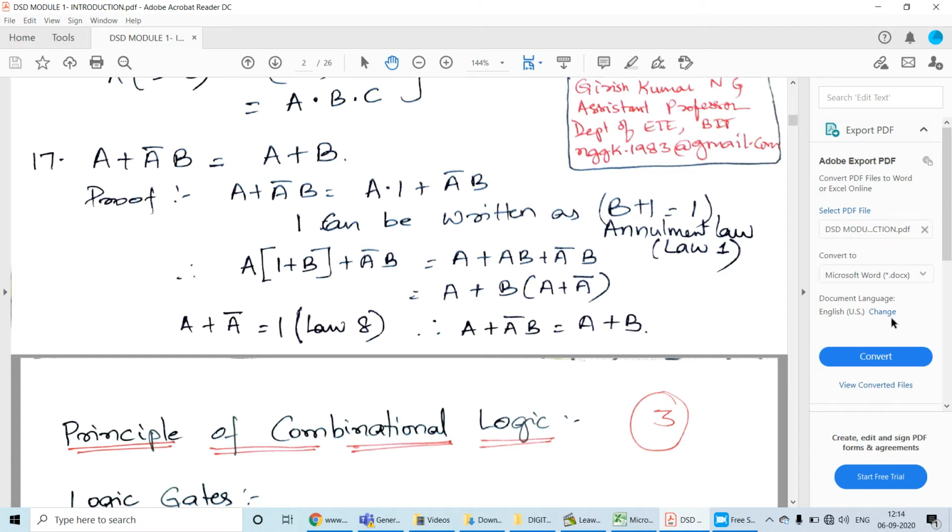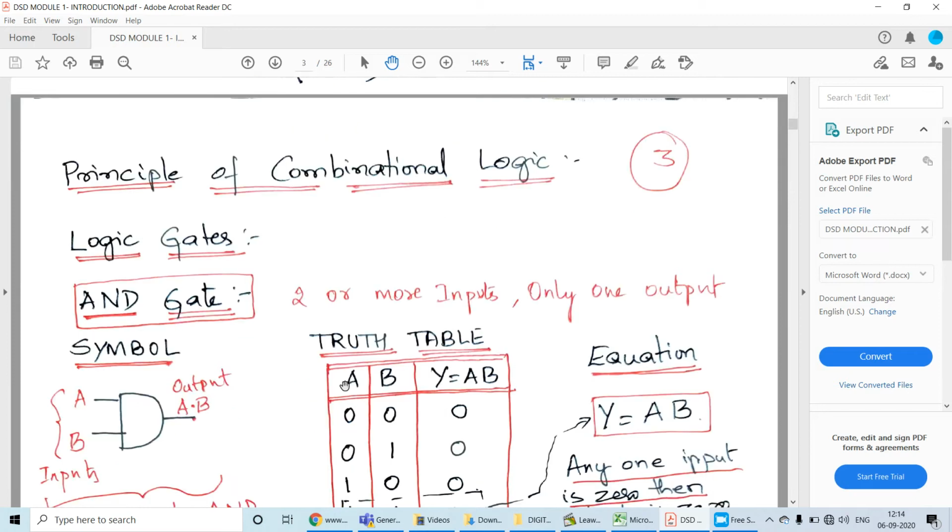Got it? Clear? Okay, now let us quickly move on to principles of combinational logic circuits. Let us see what are the different logic gates that we have, and what are the different universal gates that we have in digital electronic circuits. Then we'll see how to use all these gates to design adders, subtractors, encoders, decoders, multiplexers, demultiplexers, and so on.